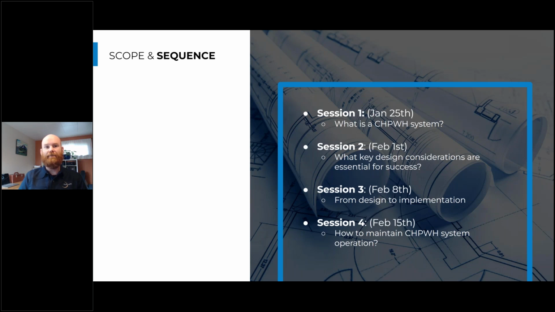Sessions 3 and 4 are hosted by my coworker, Evan Green, who's fantastic and knows a lot about commercial heat pump water heating systems. And he's going to be talking from design to implementation, how to take that design from the engineer and implement it into the building successfully. And then session 4 is all about commissioning and maintaining that heat pump water heating system operation.